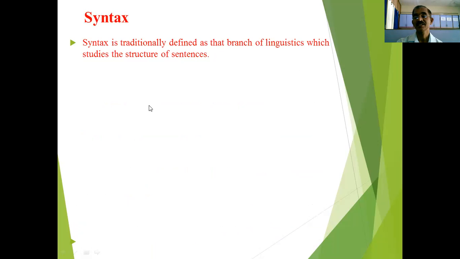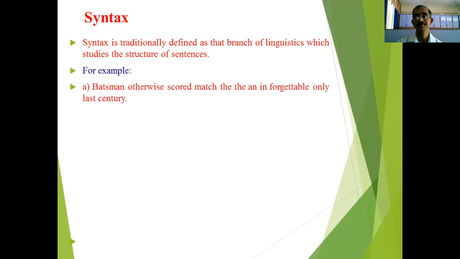Traditionally, syntax is defined as that branch of linguistics which studies the structure of sentences.